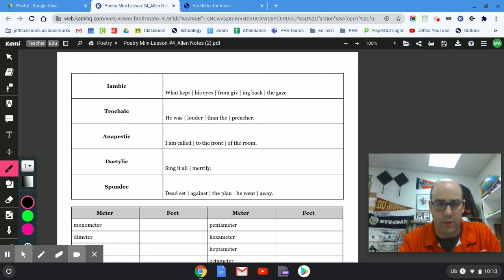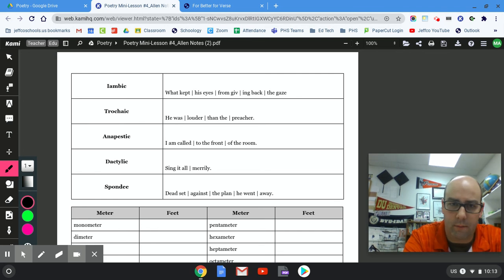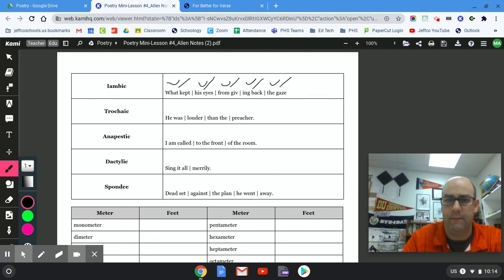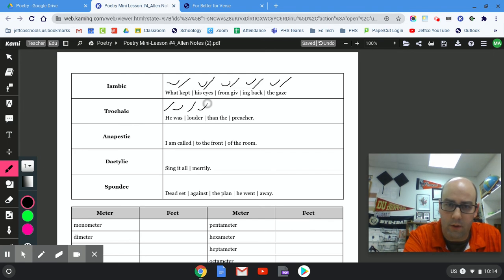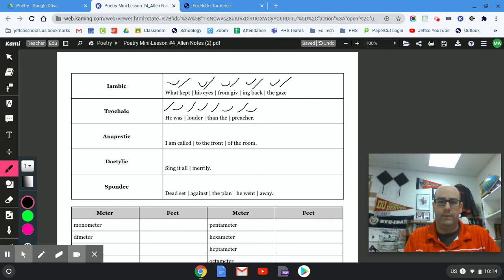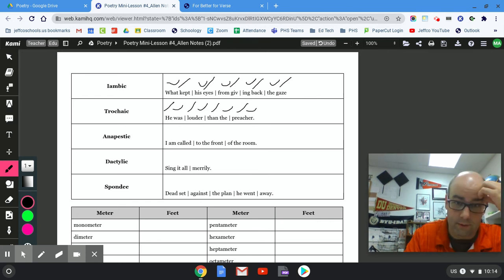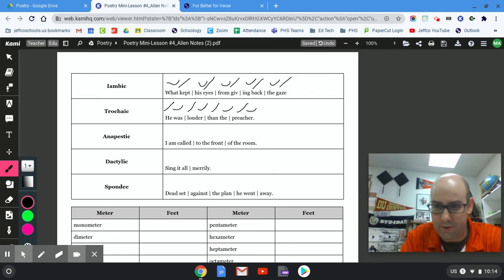So this is a line of poetry. What kept his eyes from giving back the gaze. And this is an iambic line. So we're going to mark it up. What kept his eyes from giving back the gaze. We can see it's an iambic line, right? We have 5 iambs there. Then in the trochaic line, it's opposite. He was louder than the preacher. So he was louder than the preacher, right? Backwards. And I'm not doing great with my symbols, but it's really hard to write on the screen.